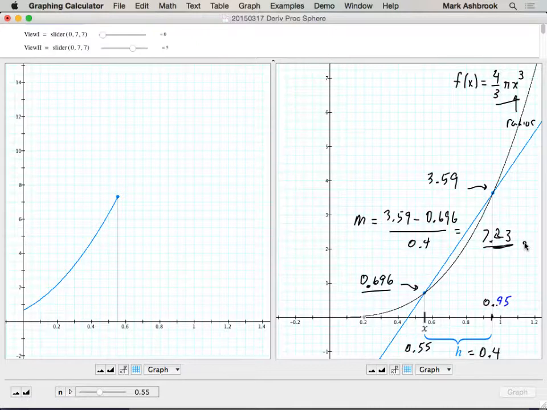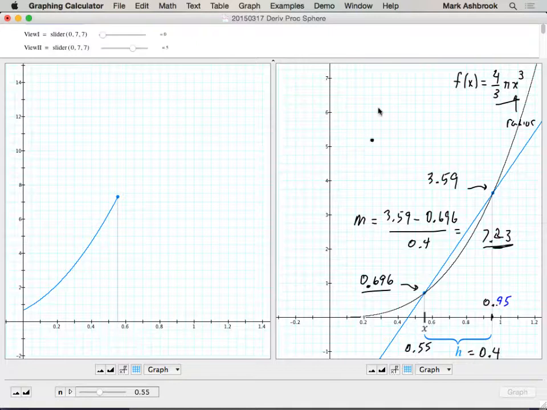And what's the meaning of that number? Who can interpret that? Andrea. It's the change in volume when the radius changes from 0.55 to 0.9. That's the amount of change in volume. Agree? No, that's the rate at which it changes, sorry. So it's the rate of change, which means, take a walk down memory lane here, if it's a rate of change 7.23.